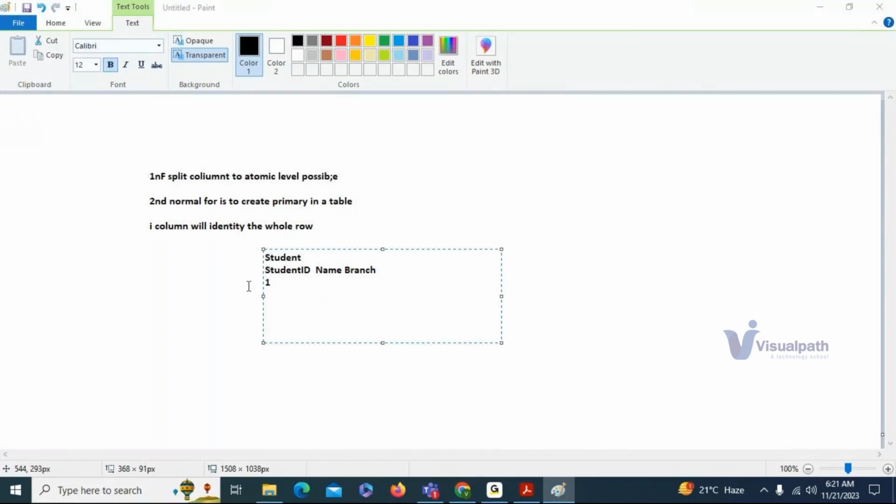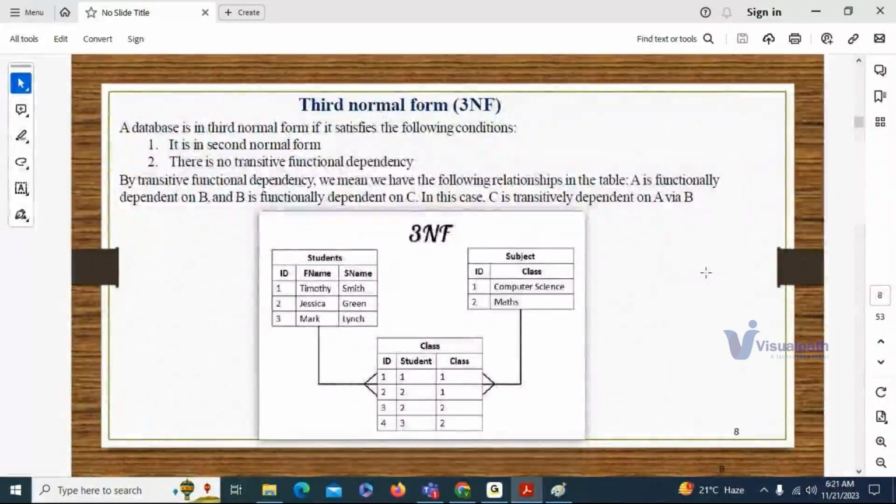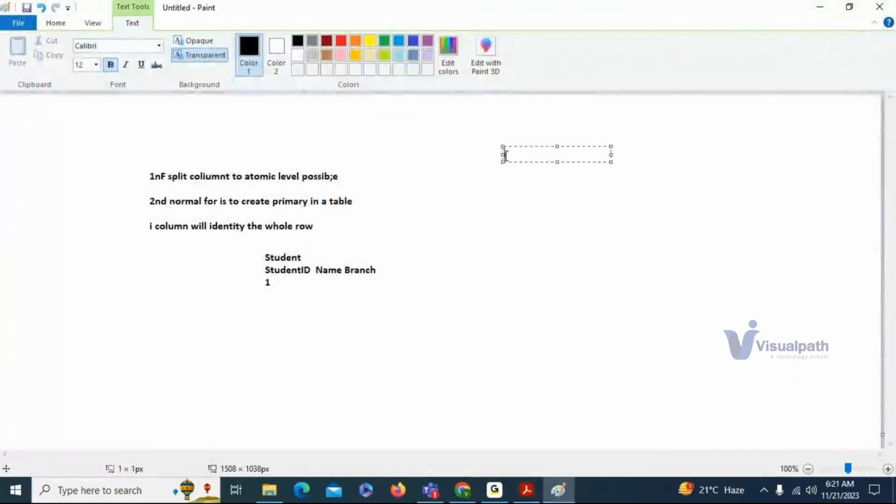So whenever you create a second normal form, you need an ID which can identify the whole row. In the simplest terms, that is what you are going to do. Now, whenever you apply third normal form, you need to apply first normal form, then second normal form, and then the third normal form. Every normal form you should follow in order, rather than going directly to the third or second normal form without implementing the first normal form.